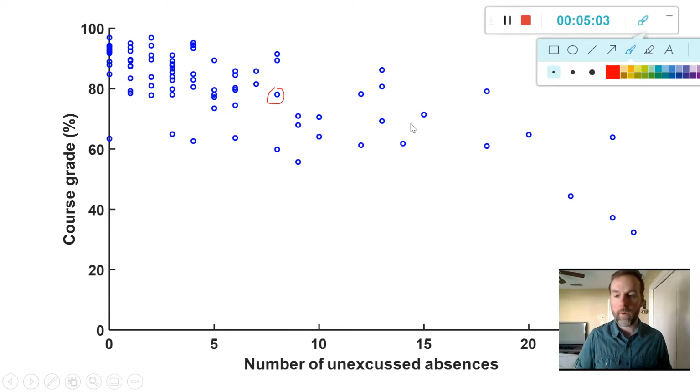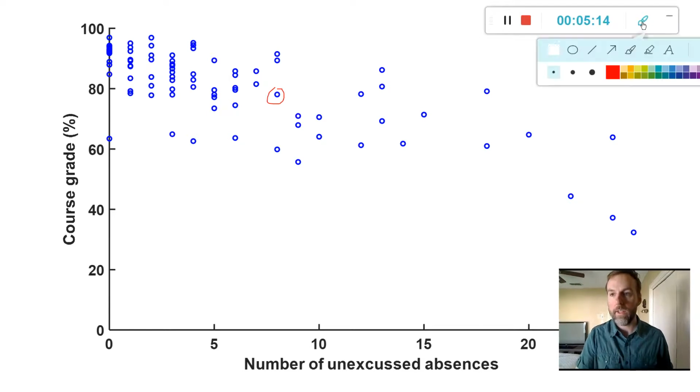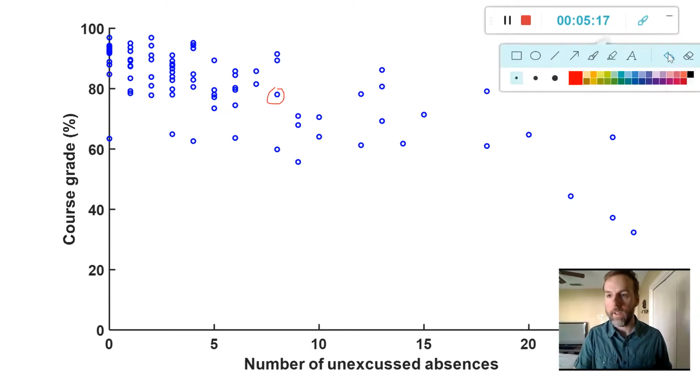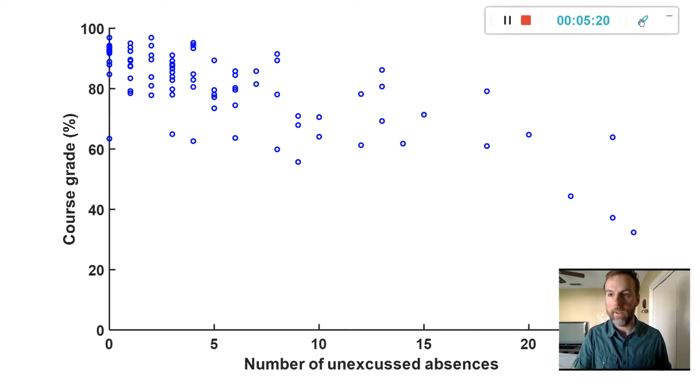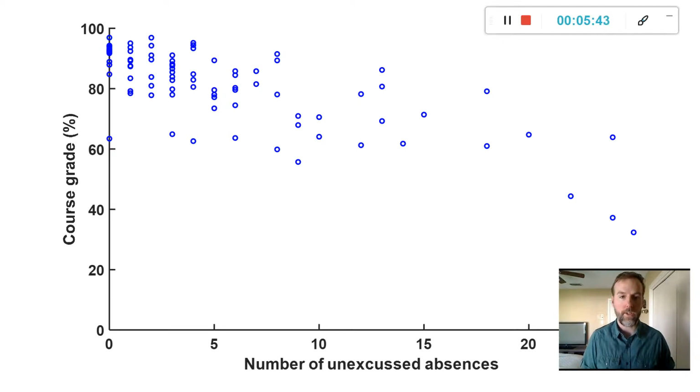So all these other points, they represent individual students and their number of absences and their final course grade. And it seems like we have a linear relationship here. It looks like we have some sort of linear relationship here where the students who miss very few classes, they look like they have quite high grades. And then we see the grades slowly decrease as the number of absences increase. So we have a negative slope to our line, so we call that a negative relationship.